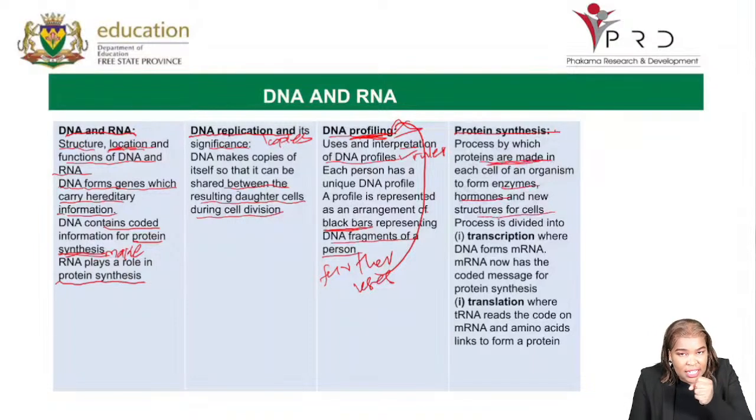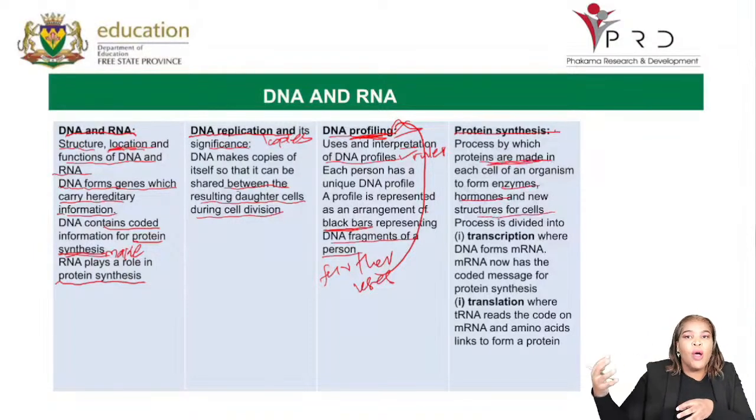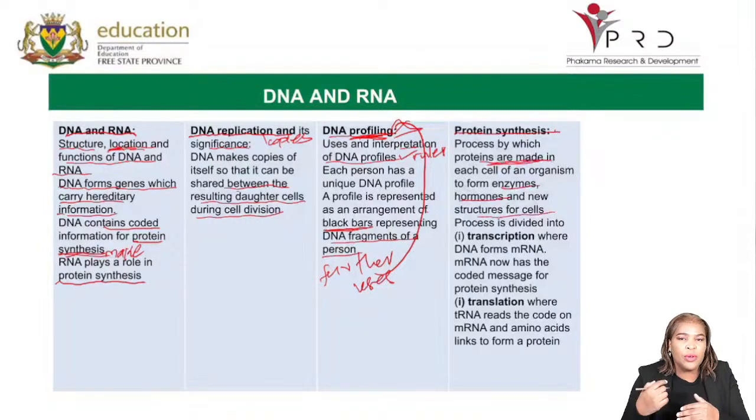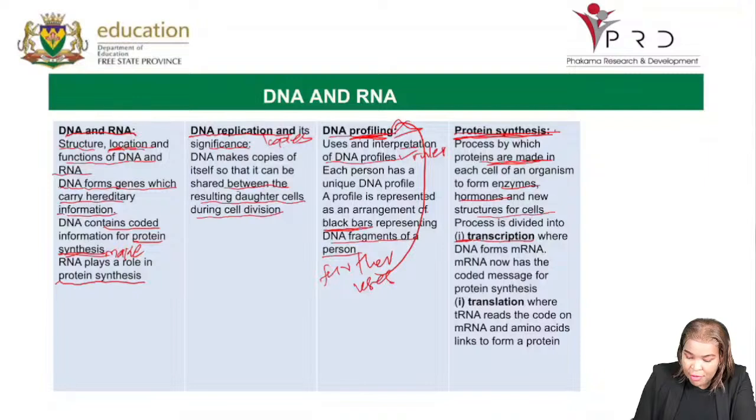Then when that code is carried to the ribosome, that is when it's going to be interpreted to form amino acids that are going to form a long chain of proteins. So you must be able to know how we form proteins. You must know that process of protein synthesis. The process involves transcription. Remember we said it's the first stage, where DNA forms mRNA. Now that mRNA has the coded message for the protein synthesis.